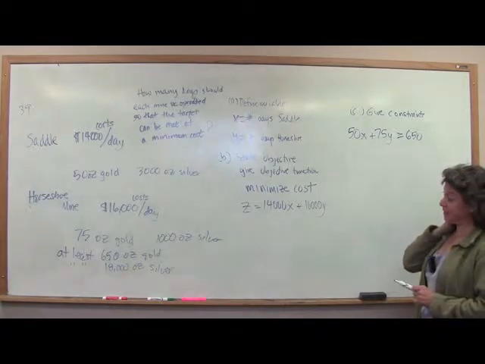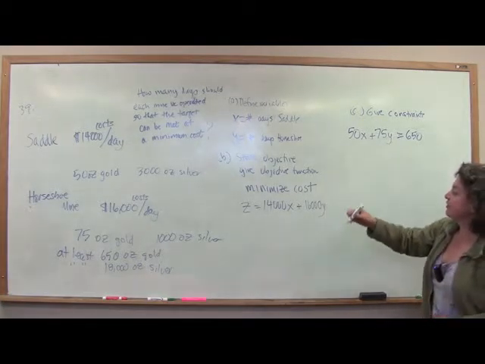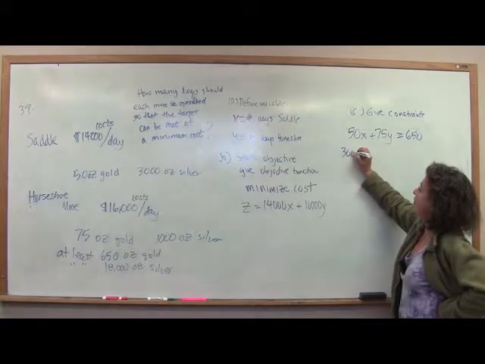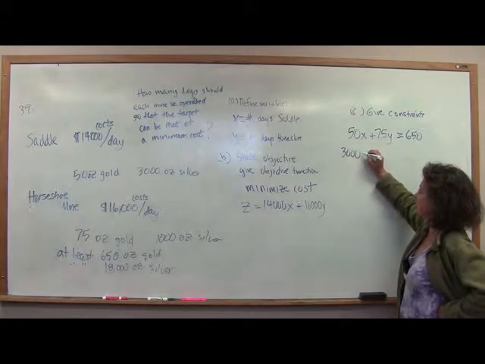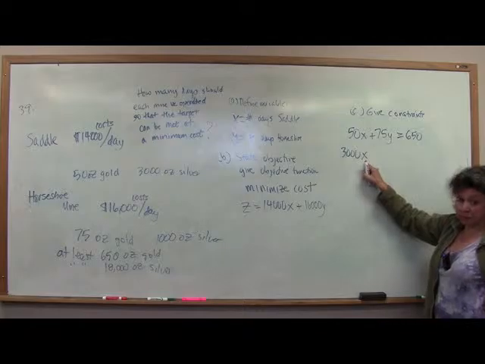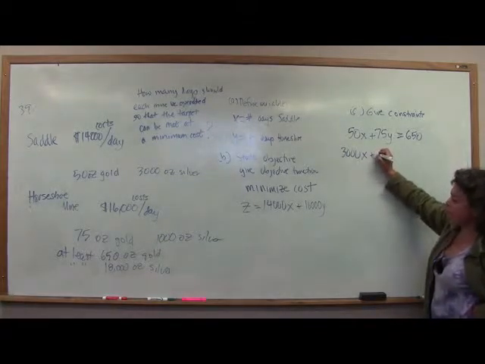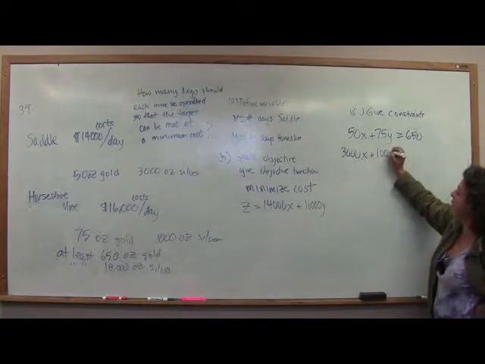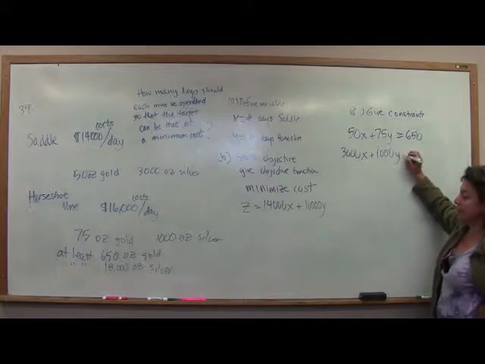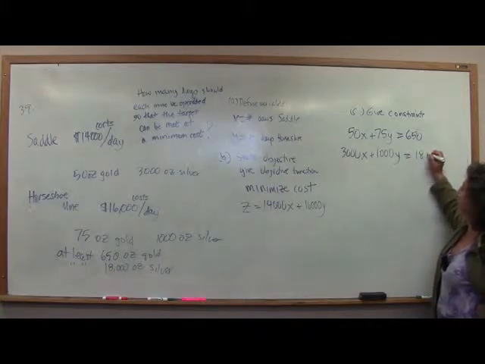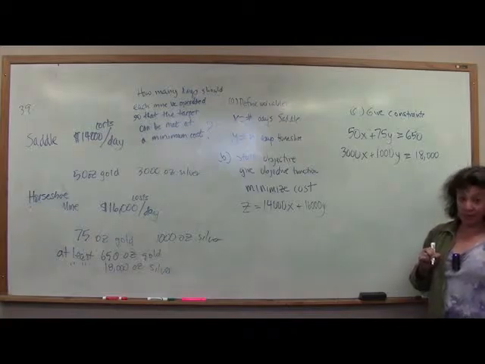All right, now let's talk about silver. From my saddle mine, I get 3,000 ounces of silver per day times the number of days. And with my horseshoe mine, I get plus 1,000y. And in this case, we want at least 18,000 ounces of silver.